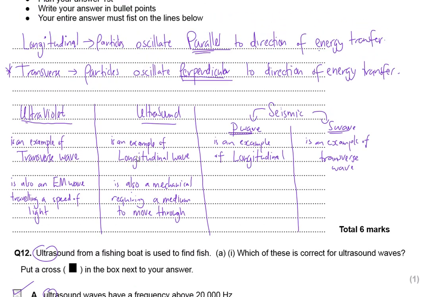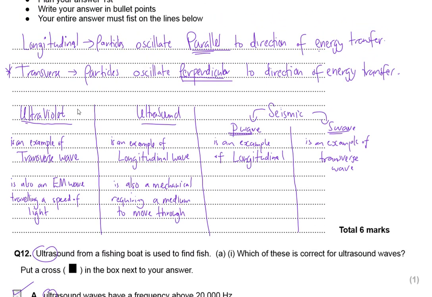Okay, now we have three waves. We have UV, we have ultrasound, and then we have seismic wave in this particular case. Now, UV light is an example of transverse wave. Okay, now what is transverse wave? We've already defined this before. It is also an example of an EM wave traveling at the speed of light.